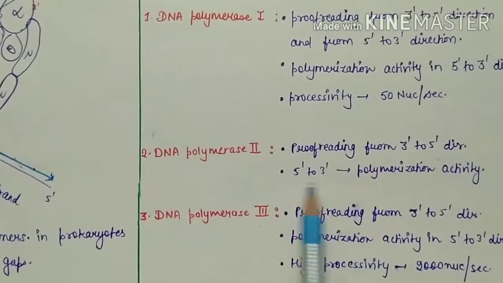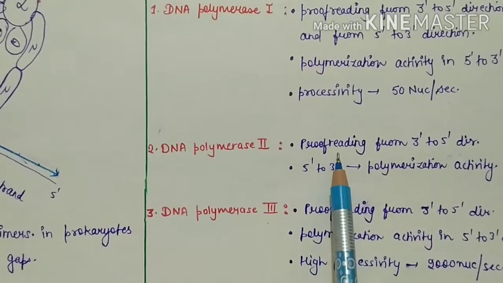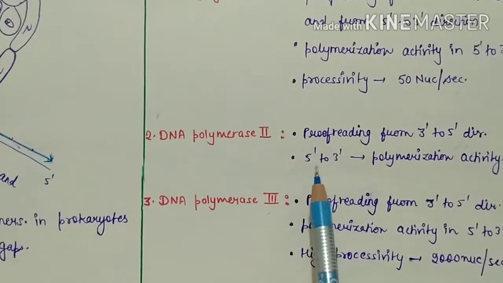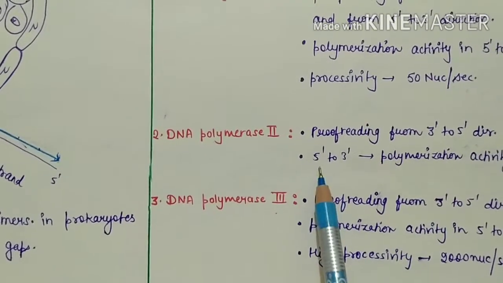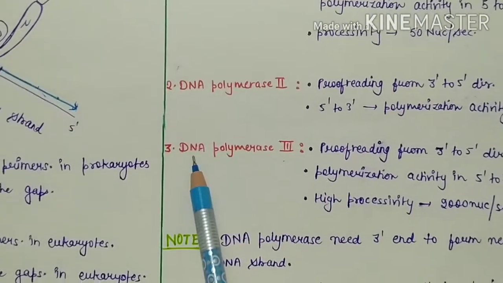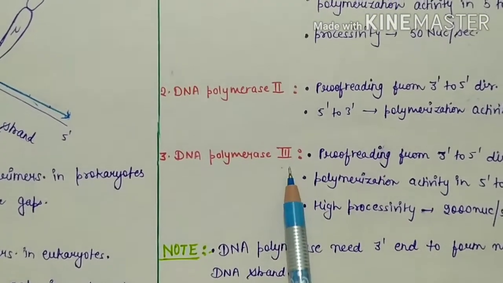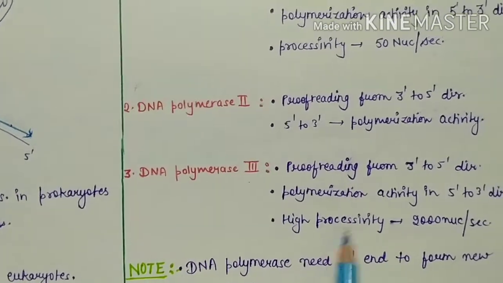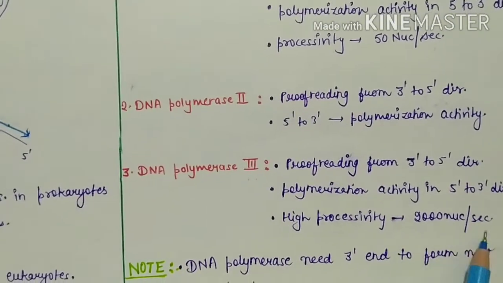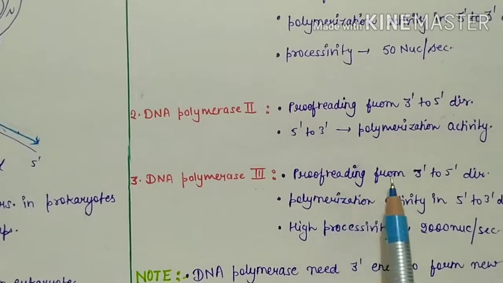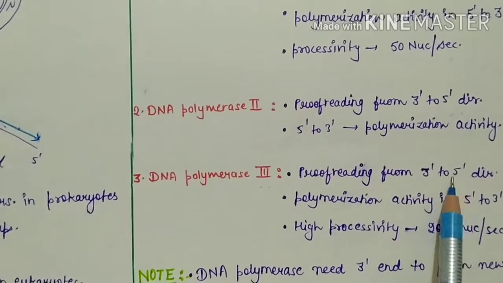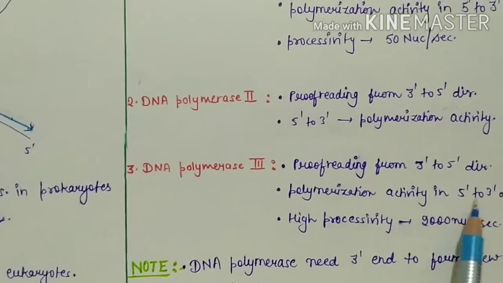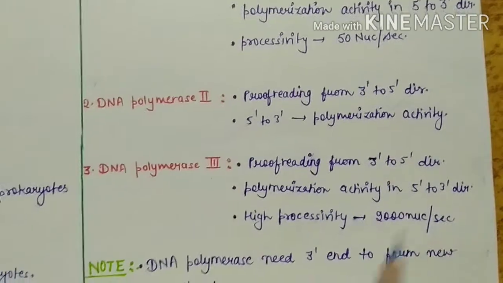DNA polymerase second. It performs proofreading activity from 3' to 5' direction, and the polymerization activity is in 5' to 3' direction. DNA polymerase third is used in the replication process because it has high processivity, 2000 nucleotides per second. It also performs proofreading activity from 3' to 5' direction, and the polymerization activity in 5' to 3' direction.